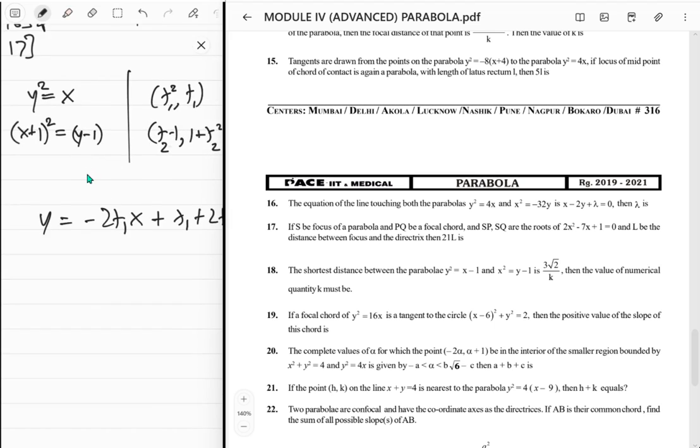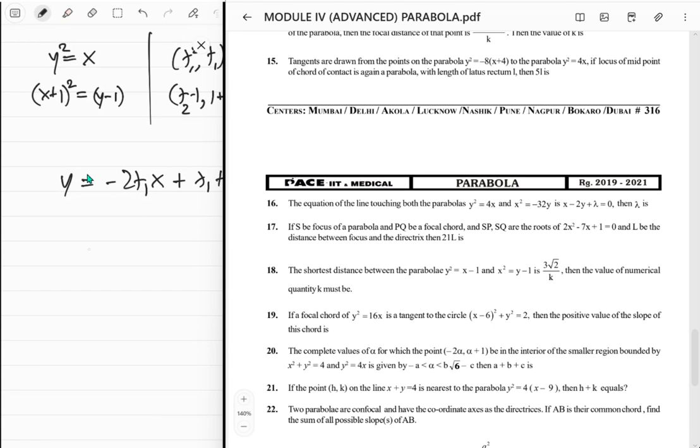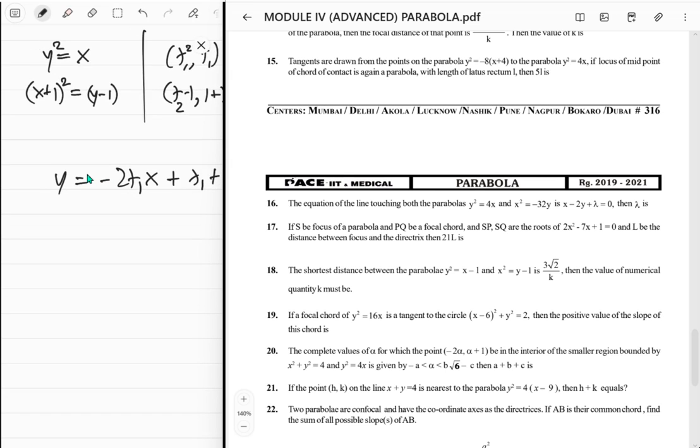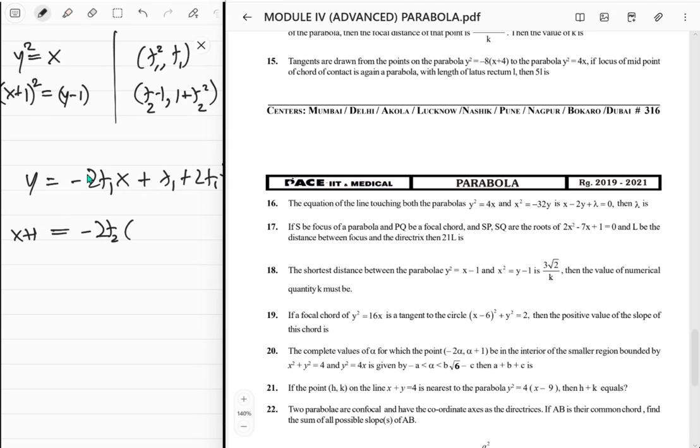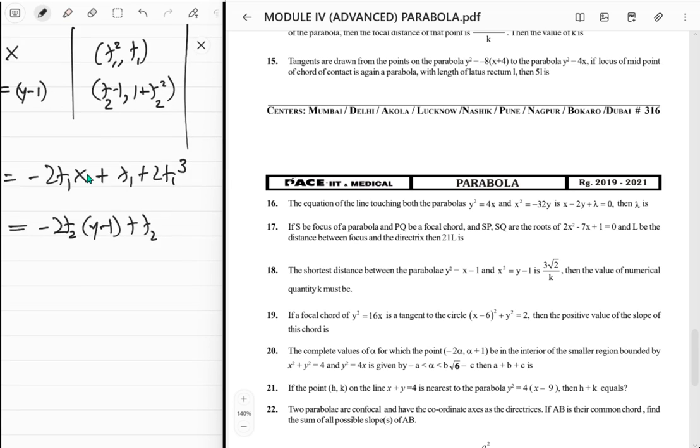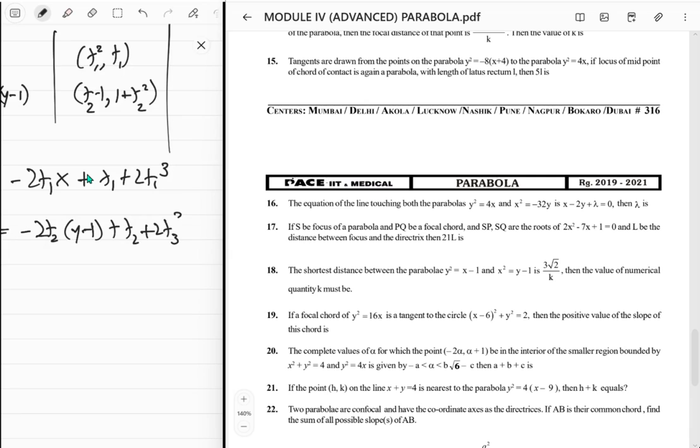What about this guy? Capital Y in this case is going to be, x plus 1 is equal to negative 2t2 times capital Y. That's how it's supposed to be, really. So, sorry, capital X, it's like x minus 1, and then plus t2 plus 2t2 cubed, right? That should do it. Yeah, that's how it should be, right?